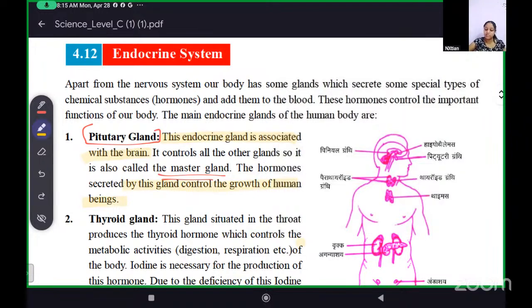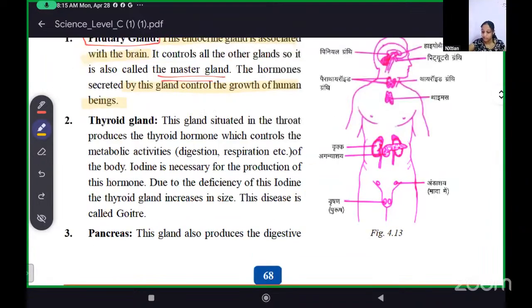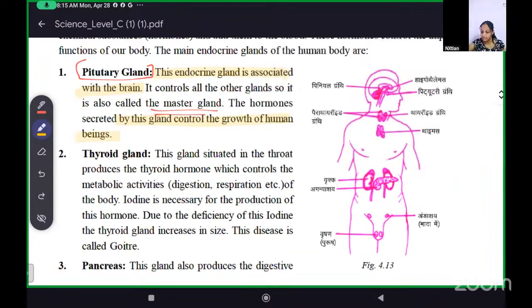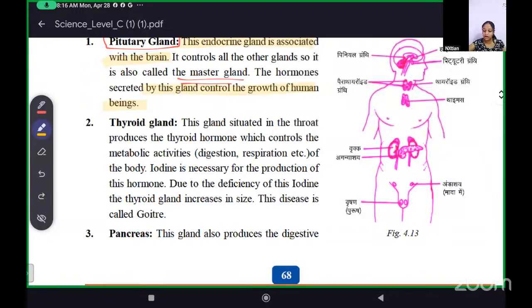Then comes the next one, known as the thyroid gland. This gland, situated in the throat, produces the thyroid hormone, which controls metabolic activities such as digestion, respiration, etc. of the body. Iodine is necessary for the production of this hormone. Due to the deficiency of iodine, the thyroid gland increases in size. This disease is known as goiter.